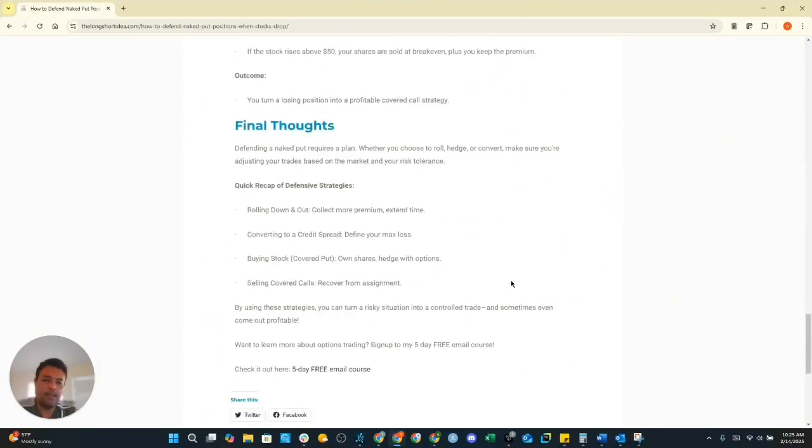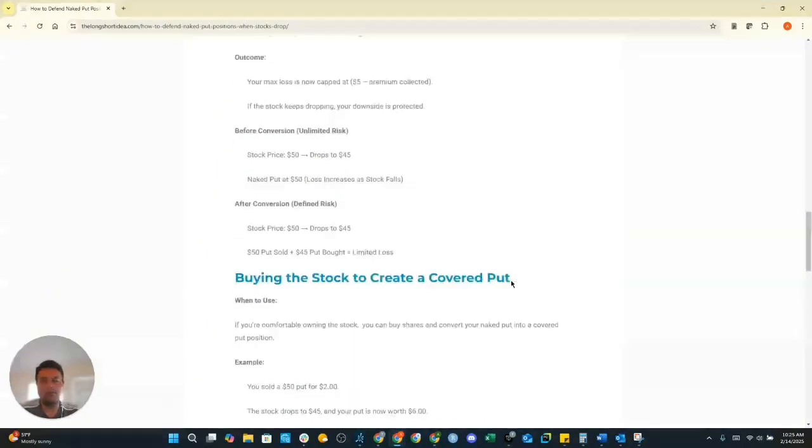These are the 4 ways I think are the best ways to handle a breached short naked put strike. Now, if you can come up with any, just let me know in the comment section. Let's discuss it. But stay tuned for more videos. I'm going to be posting a lot more.